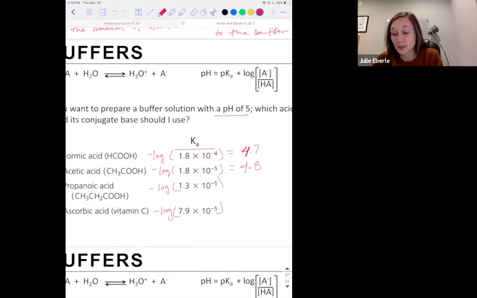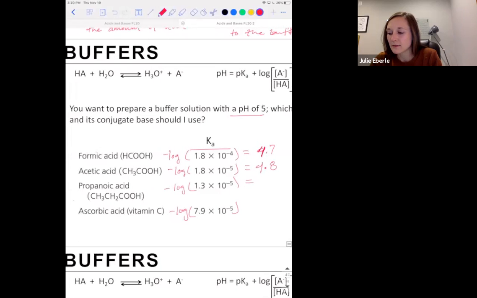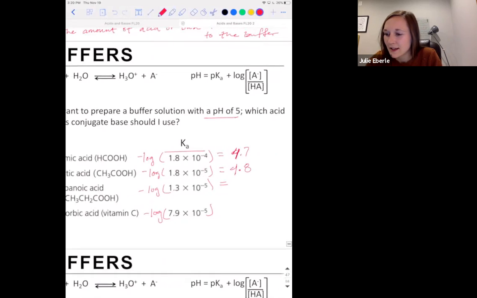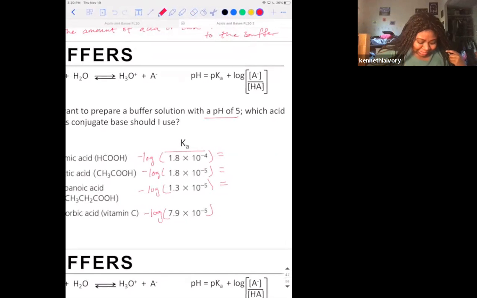0.8. Okay, that's pretty close. What about propanoic acid? Wait. Yeah, I think we're off here. Wait, Kenethia. Kenethia, are you telling lies? Wait, it's the 4.8 for the propanoic acid. I did my numbers messed up.